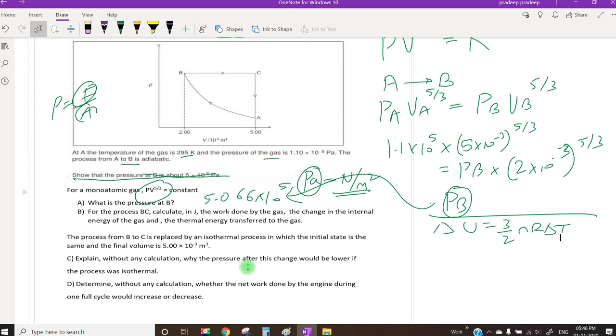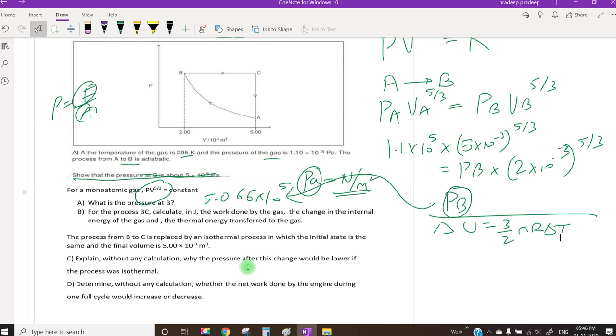Yeah, thermal energy I got is 3.8, sir. 3.8 times 10 to the power 3. Yes, correct. In delta U, are you getting 10 to the power minus 3 or plus 3? So I got minus 3 at first.